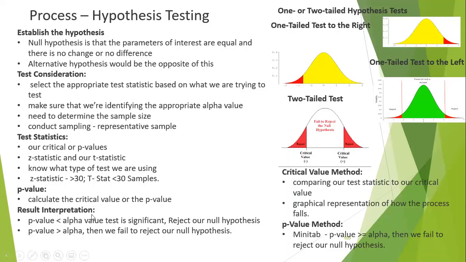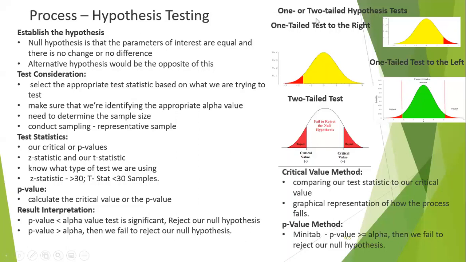See, for example, result interpretation. If the p-value is lesser than your alpha value, then the test is significant. Reject our null hypothesis. This is a rule, as I told you, right? How you are going to reject your null hypothesis and select your alternate. When you compare your p-value with the alpha value, when the p-value is lesser than alpha, you are going to reject your null hypothesis. What is the null hypothesis? What is actually existing. That is your null hypothesis. If the p-value is more than alpha, then you fail to reject the null hypothesis. That means we are going to accept the null hypothesis.